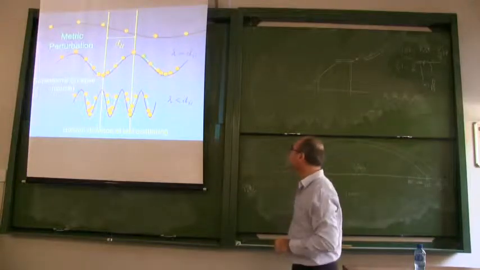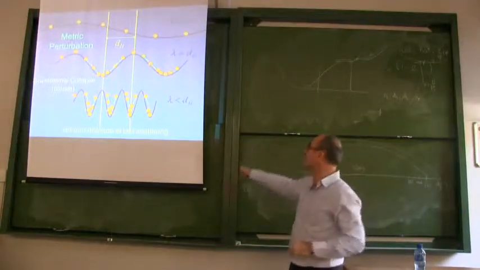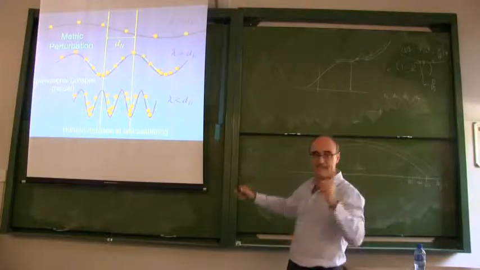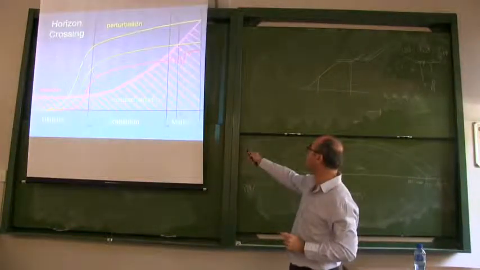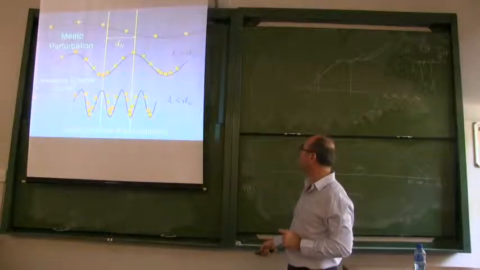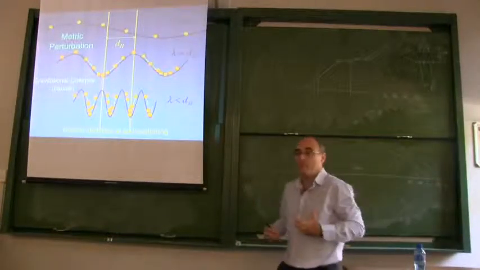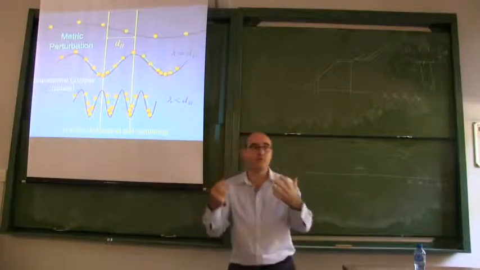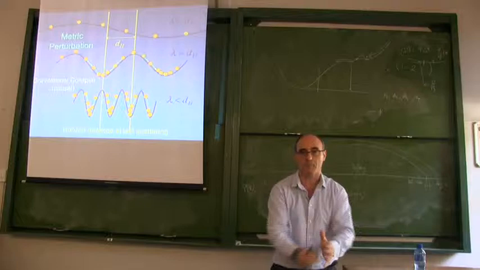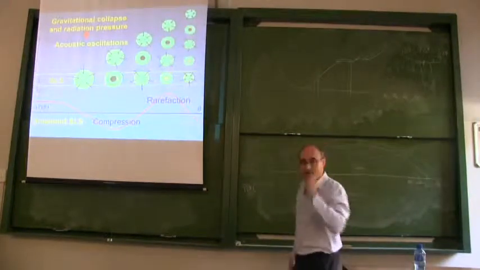Okay? But there is a wavelength, a characteristic wavelength, which is that for which the perturbation exactly has the same wavelength as that of the size of the horizon at decoupling. For those wavelengths, these baryons are beginning to move. This is the moment in which they go through first compression. They're starting to move towards compression. So let's put all of these together.